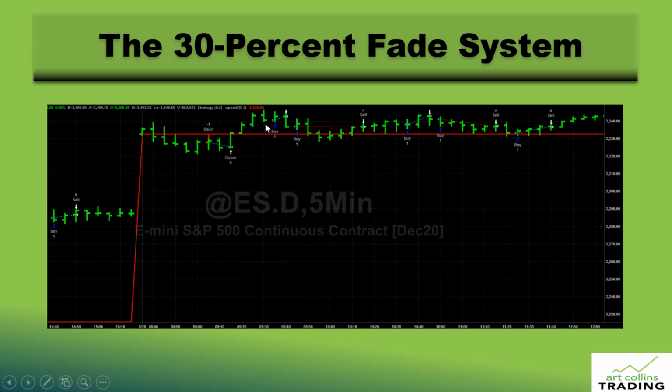And for longs, you got to be above the daily open. The close has got to be lower than the open, and the distance between the open and the close has got to be at least 30% of the average 3-bar range.